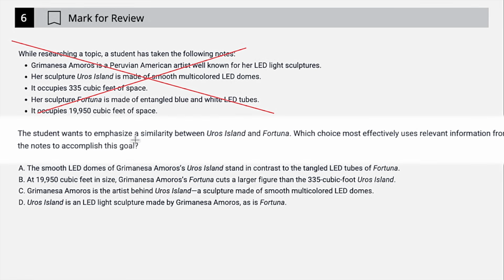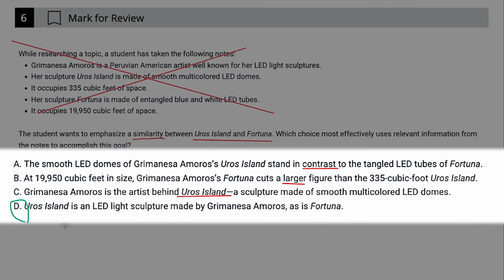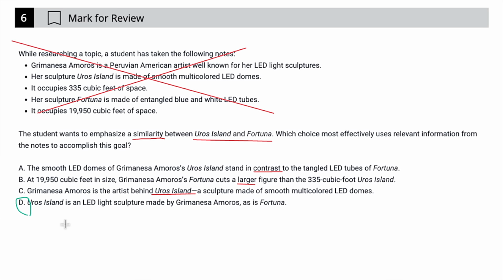So looking at our answer choices, we have a contrast. We have larger. Those are both differences. Choice C only mentions one of them. Choice D is our answer because it says that this one's a light sculpture, as is this other one. So that's the only one that gives us the similarity we're looking for, and we did not have to look at the notes. You won't have to look at the notes for most of these.